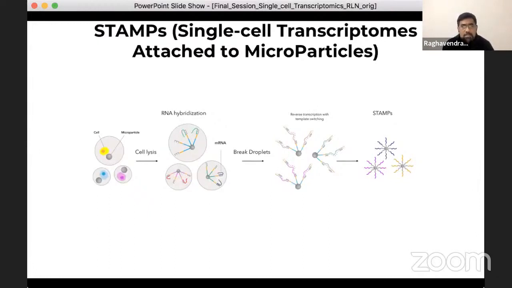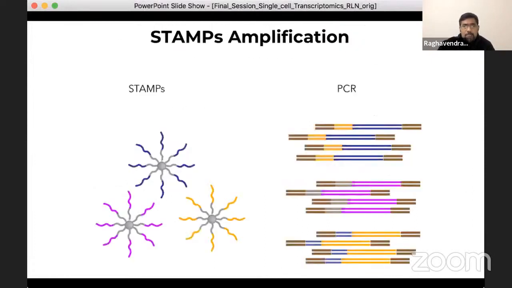The mRNAs are then reverse transcribed into DNAs together in a reaction, forming a set of beads called single cell transcriptomes attached to microparticles. These are the stamps, in which the transcriptomes are attached to the particles in the center. Then we have to amplify these stamps, and the barcoded stamps can be amplified by PCR methods to the level required for high throughput mRNA sequencing methods.